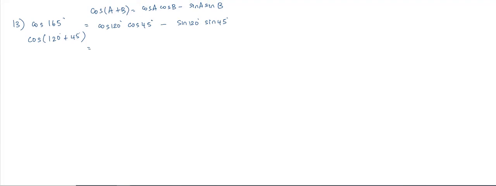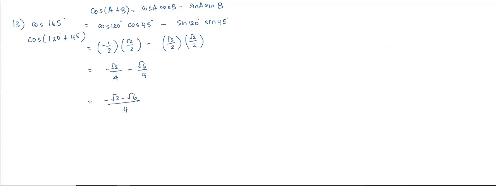120 degrees is in the second quadrant, cosine is negative, and cosine 120 degrees would be negative 1/2. Cosine 45 is root 2 over 2. Sine 120 is going to be positive root 3 over 2, and sine 45 is root 2 over 2. Then since I'm multiplying fractions, I multiply across. Negative 1 times root 2 is negative root 2. 2 times 2 is 4. Root 3 times root 2 is root 6. Root 6 over 4. Now I combine this and write it in one single radical, like so. And that is my answer.